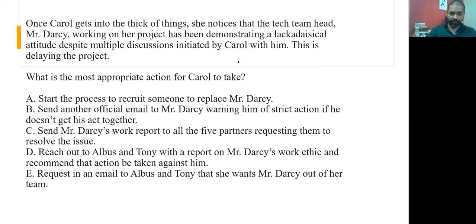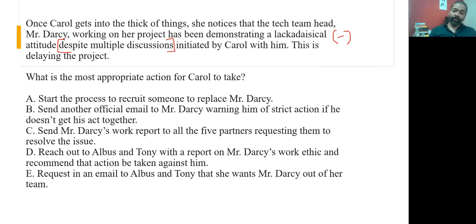Okay, let's look at the questions now. Once Carol gets into the thick of things, she notices that the tech team lead or head, Mr. Darcy, working on her project, has been demonstrating a lackadaisical, okay, this is your emotional consideration, right? Lackadaisical is negative, lackadaisical attitude despite multiple discussions initiated by Carol with him. This is again an important piece of information. What's the meaning? What are the repercussions of this?